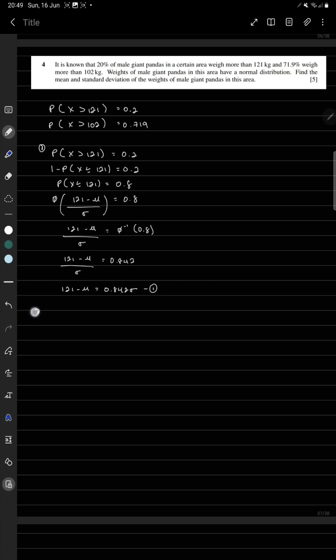Okay, so moving on to part 2. For part 2, we're using the other equation, the probability of x more than 102 equals 0.719. I'm going to do the same thing: 1 minus the probability of x less than or equal to 102 equals 0.719. Then the probability of x less than or equal to 102 equals 0.281. Then we have (102 minus mean) over standard deviation equals 0.281. Then we move this symbol to the other side and it becomes inverse.